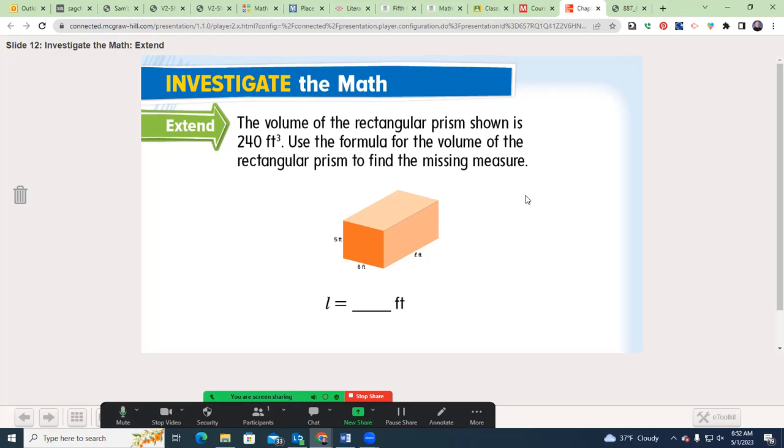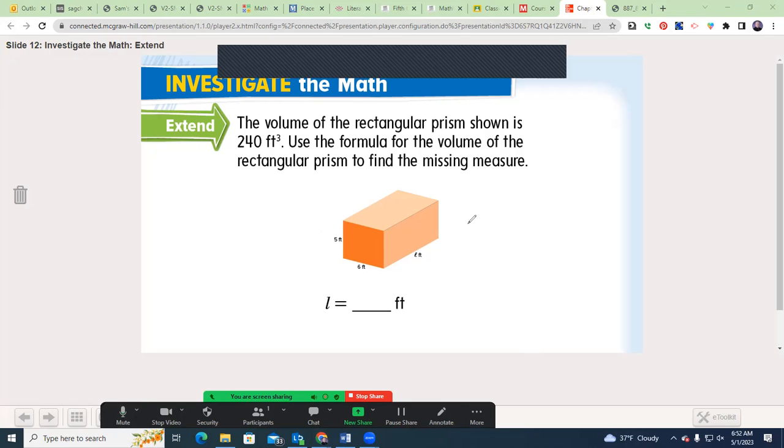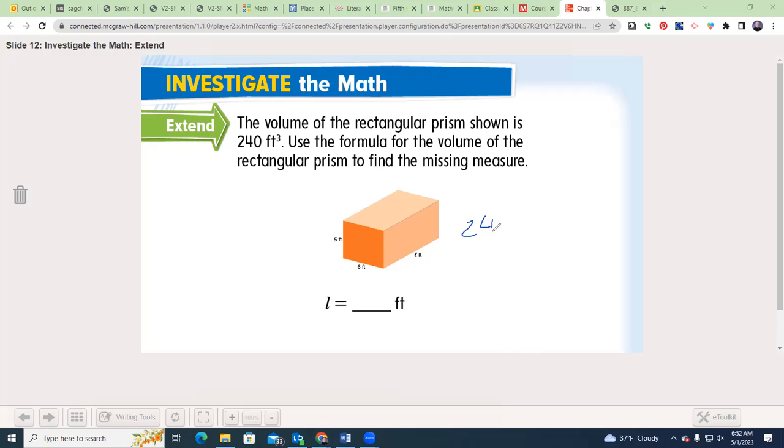The volume of the rectangular prism shown is 240 cubic feet. Use the formula. What you can do here is we know that 240 equals 6 times 5 times, and I'm going to try to use the fancy L. You're going to learn a lot about how to undo things. We can start putting together 240, and 6 times 5 is 30, times L.